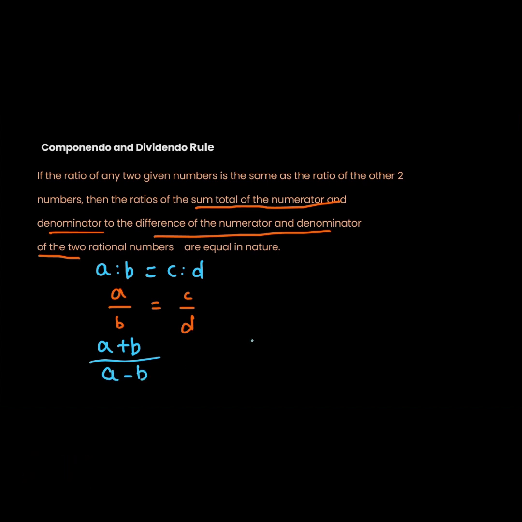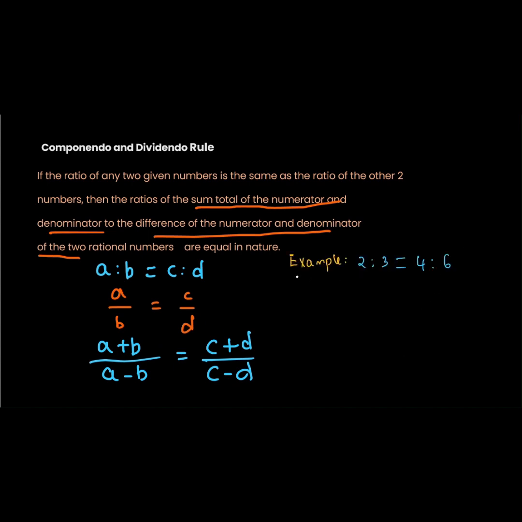If we do this rule to one of the fractions, the same rule has to be done for the other side of the fraction as well. So here the numerator is C and the denominator is D. We have to add the numerator and denominator, and we need to subtract them as well. So this rule we call componendo and dividendo. Okay, let's understand with an example.